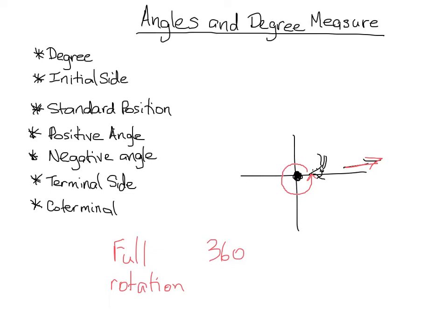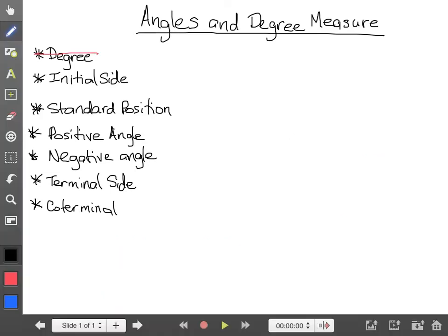One out of 360, so 1/360th of that is a degree. So this little portion right here, let's say if we could fit 360 of those into that full rotation, that is 1 degree. So when I mention a degree, that's what I'm referring to, a small fraction, 1 out of 360 of a full rotation.